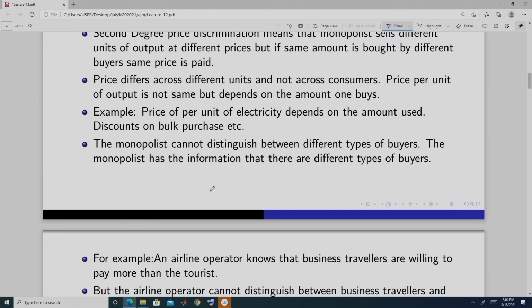It knows that there are different types or varieties of consumers. When we say different types of consumers, it means that the demand curves of these consumers are different. It means that their willingness to pay is different for each unit of output. And so we get different demand curves, and so we have different types of consumers.